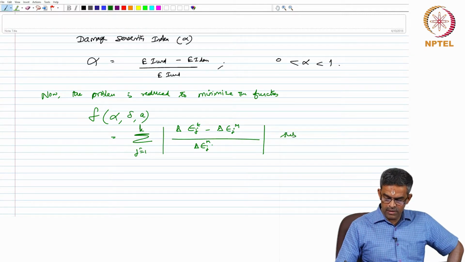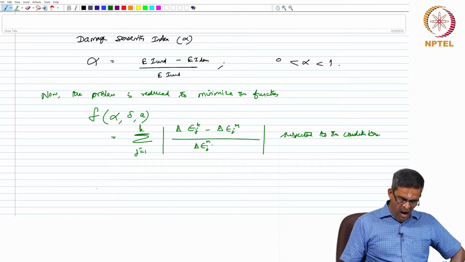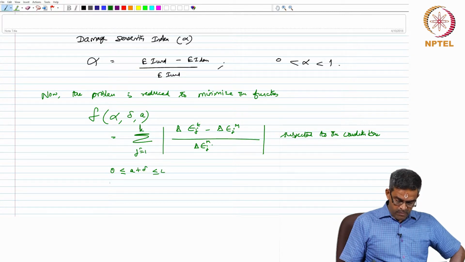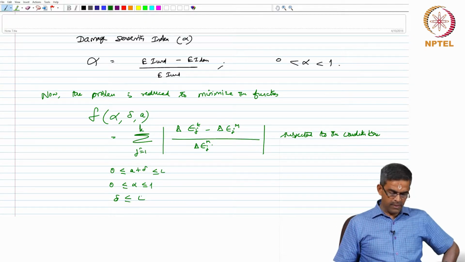subjected to the condition that 0 less than a plus delta less than L, 0 less than alpha less than 1, and delta is far lesser compared to L.